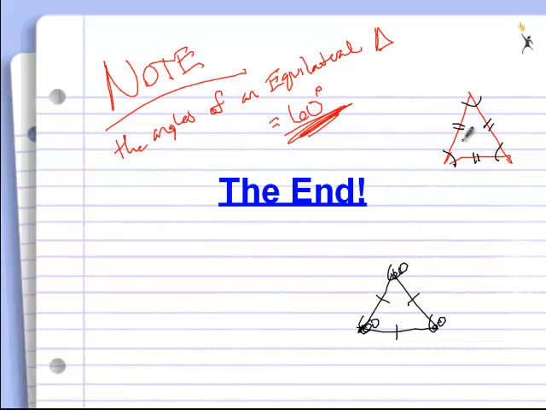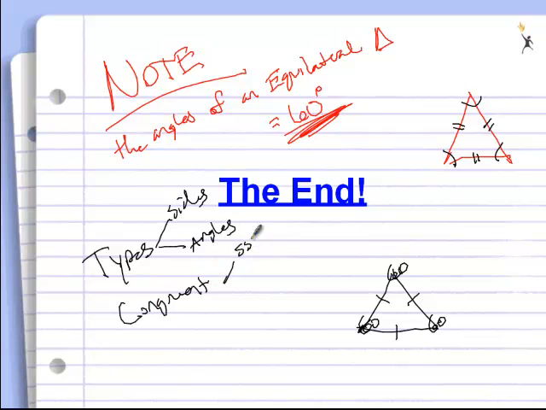But that's it for Chapter 4. Dealing with not only the different types of triangles with their sides and their angles, but then dealing with congruent. And we learned 5 different congruency theorems that you need to know. And now we were introduced to 2 different, I guess we could call these types. We dealt with equilateral and isosceles. So that's Chapter 4 in a nutshell right there.